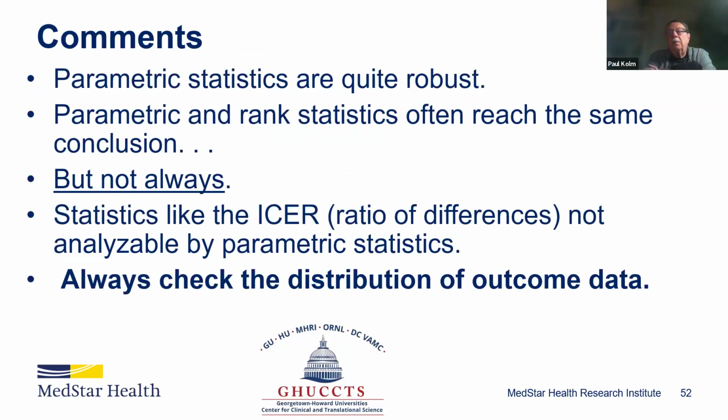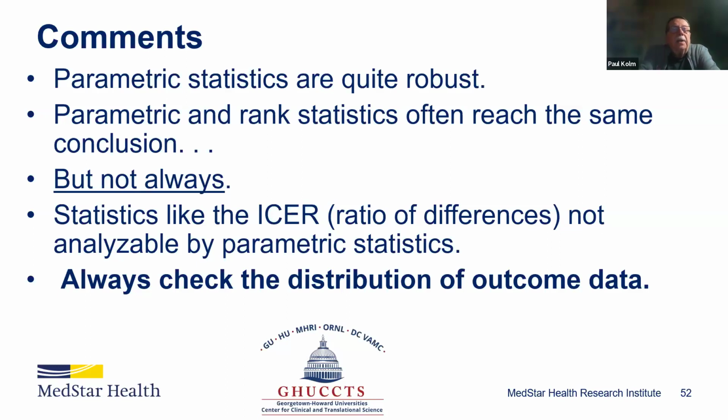Okay, so I want to end with some comments here that parametric statistics are actually quite robust. And by robust, we mean that even if you violate the assumptions of being normally distributed or being distributed as one of the other distributions, it still will give you a pretty good estimate of the difference and whether that's statistically significant. And often if you do the parametric and rank statistics, they'll give you the same result and the same conclusion, however, not always.